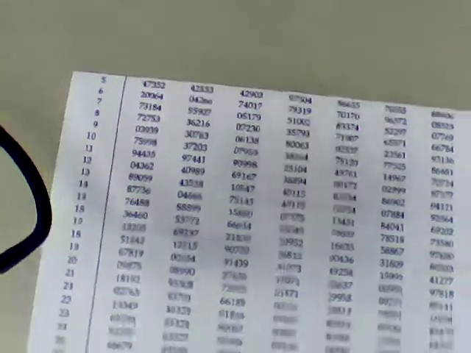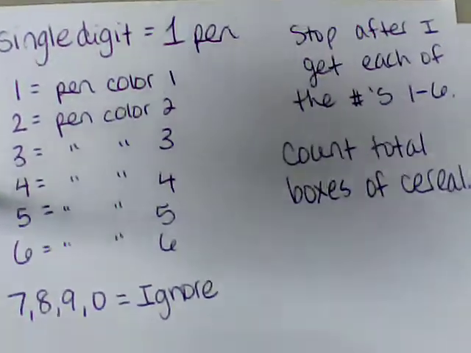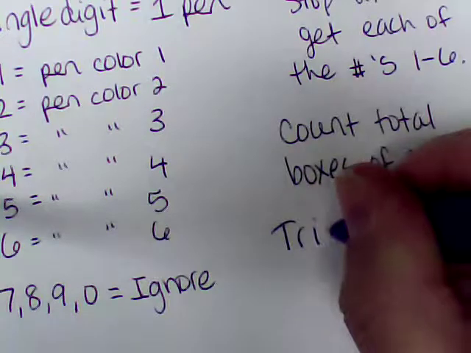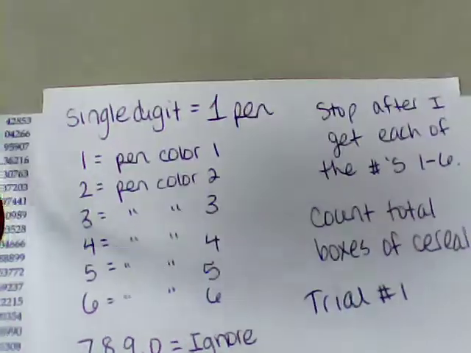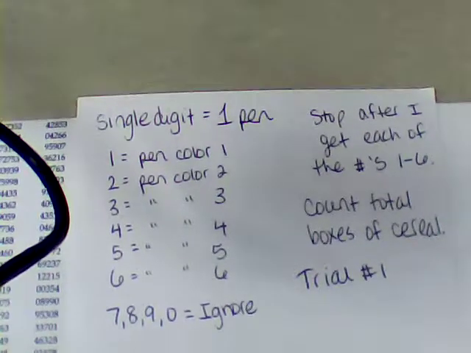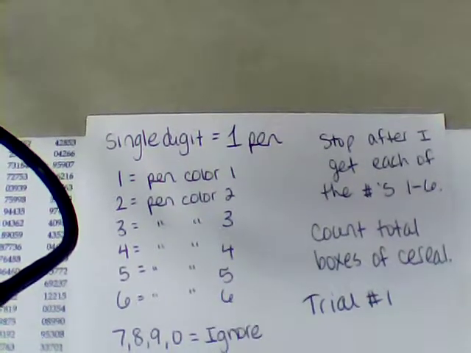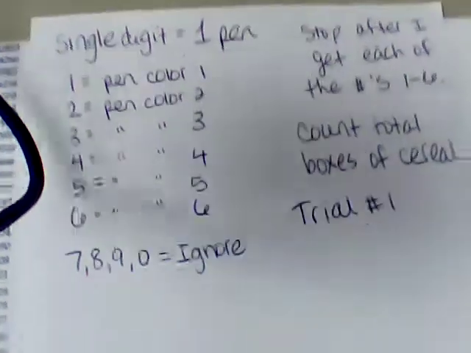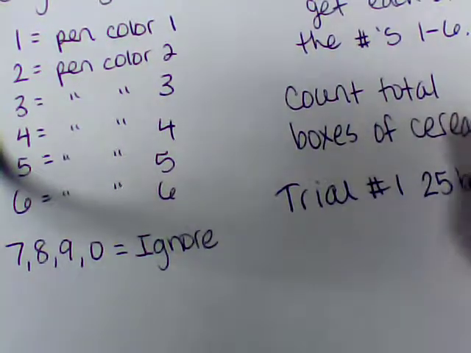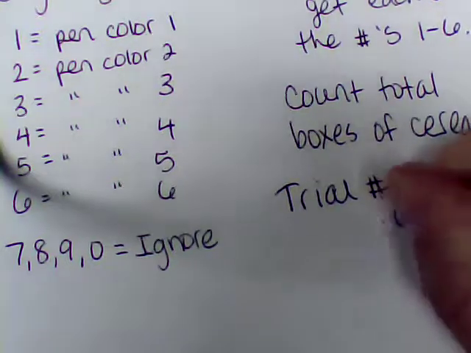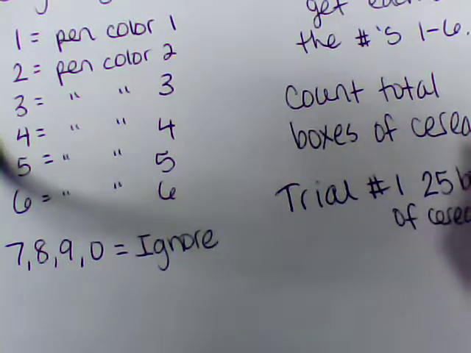So I'm going to go back over here and just write down that trial 1, it was, gosh, I hope 26. 2, 4, 6, 8, 10, 12, 14, 16, 18, 20, 22, 24. Oh, only 25. Wow, yay for recounting. Okay, 25 boxes of cereal.